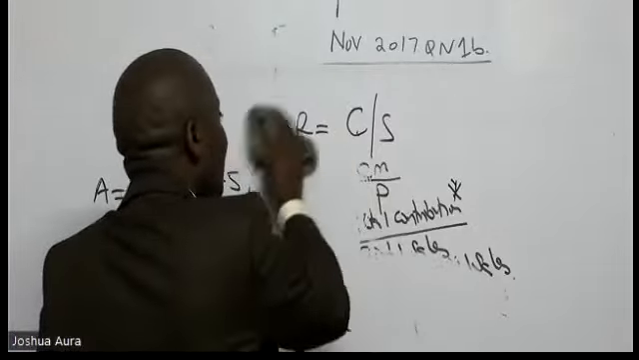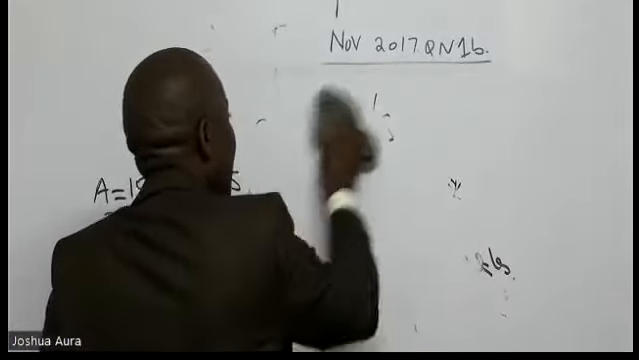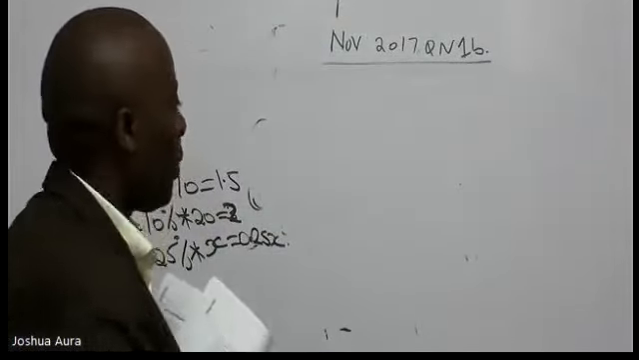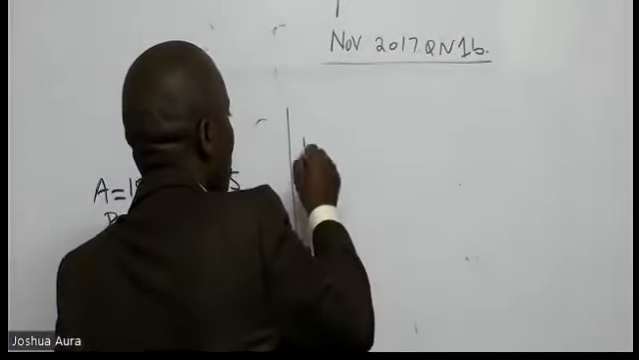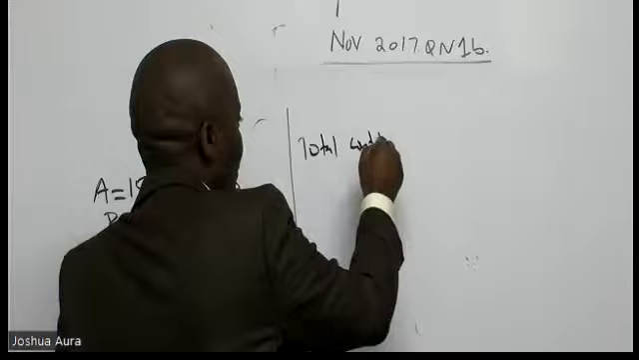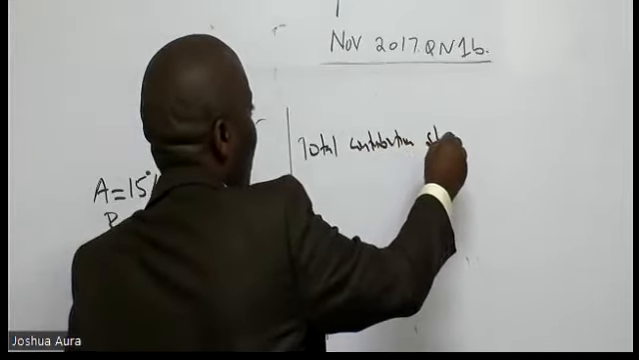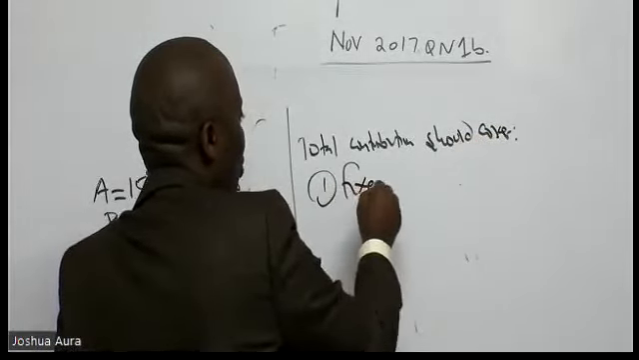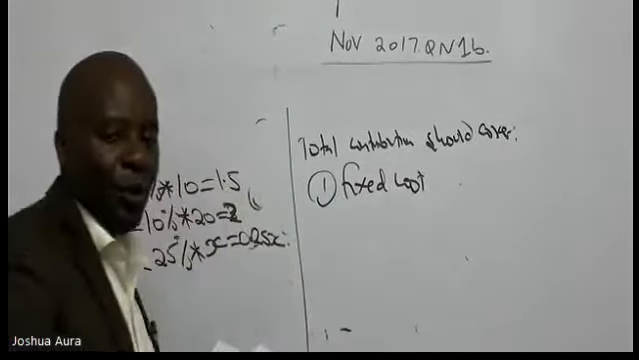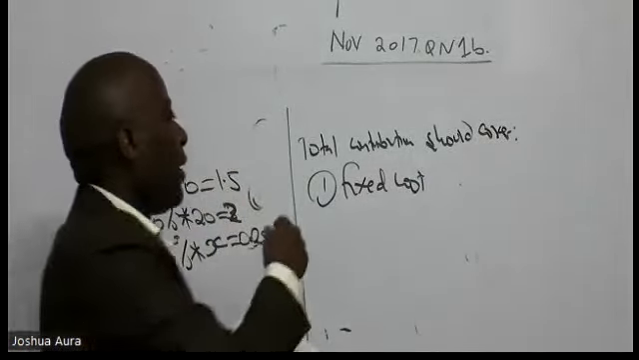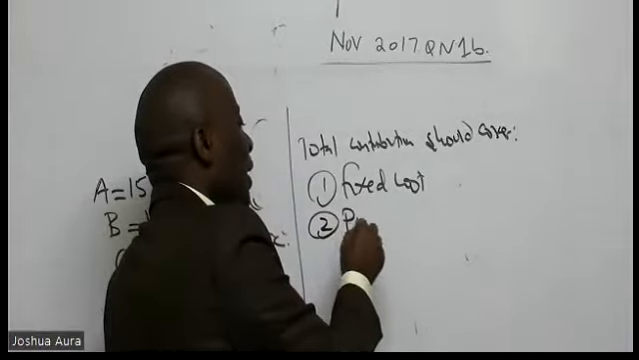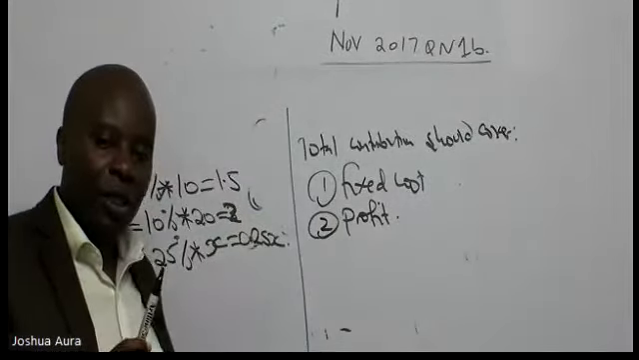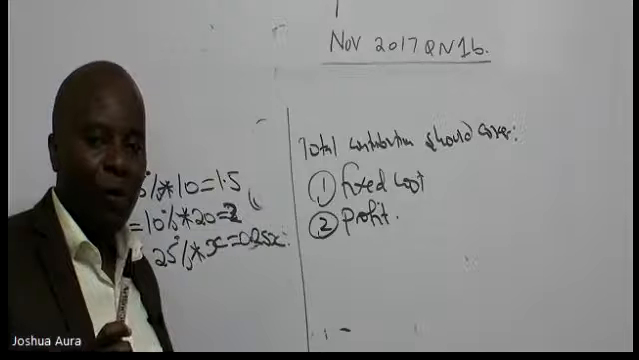The other thing, ladies and gentlemen, that I'm supposed to know very fast is that the total contribution that we generate should cover, number 1, the fixed costs of a firm. We contribute towards fixed cost. And then number 2, we contribute towards getting a profit, the profit of the organization.